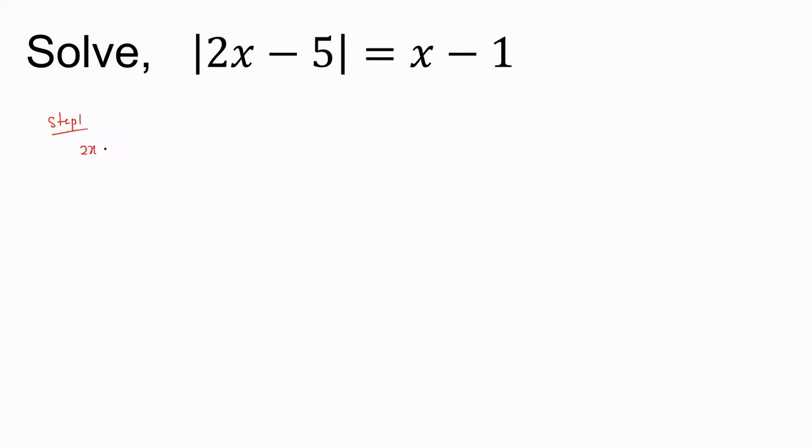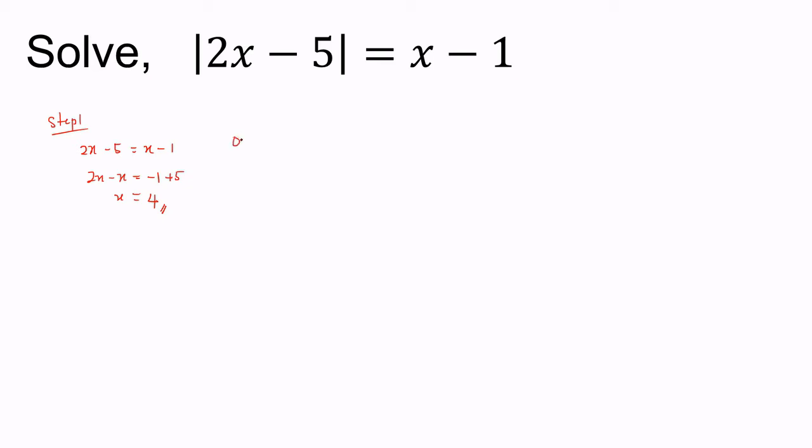So 2x minus 5 equal to x minus 1. This is the positive solution. We simplify this equation: we bring the 2x to the left-hand side, so 2x minus x, and bring the minus 5 to the right-hand side, so we get minus 1 plus 5. If we simplify it, we get x equal to 4. So the critical point when 2x minus 5 is positive is 4.